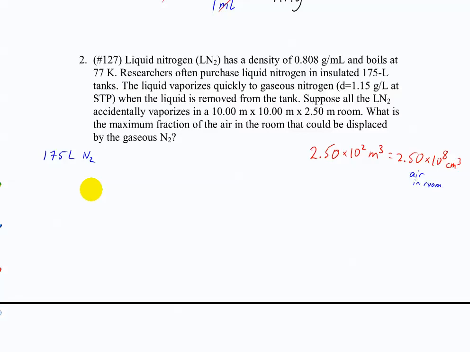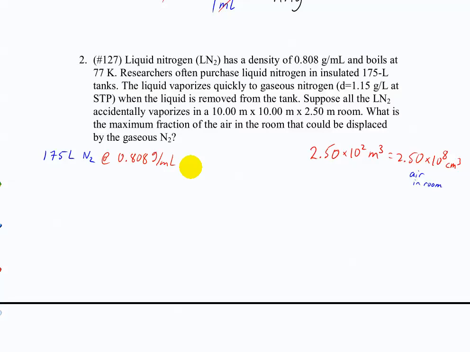But volume doesn't tell us how much is there by itself. We need volume and density so that we can get actually mass, which is how much stuff there is, how much nitrogen there is. So how do we do that? We know there's 175 liquid liters of nitrogen at 0.808 grams per milliliter.